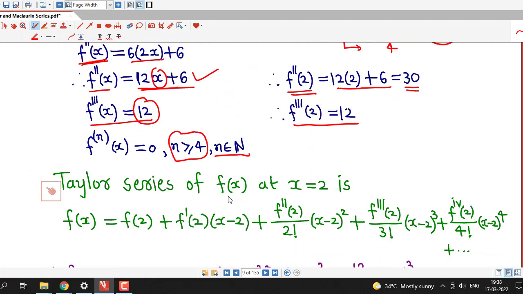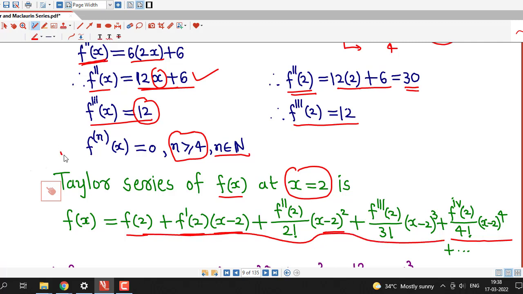Now we have written the formula for the Taylor series of f(x) at x equal to 2, and it is given by f(2) plus the first derivative at 2 times (x minus 2), plus the second derivative at 2 divided by 2 factorial times the square of (x minus 2), plus the third derivative at 2 divided by 3 factorial times (x minus 2) raised to 3, plus the fourth derivative at 2 divided by 4 factorial times (x minus 2) raised to 4, and so on.